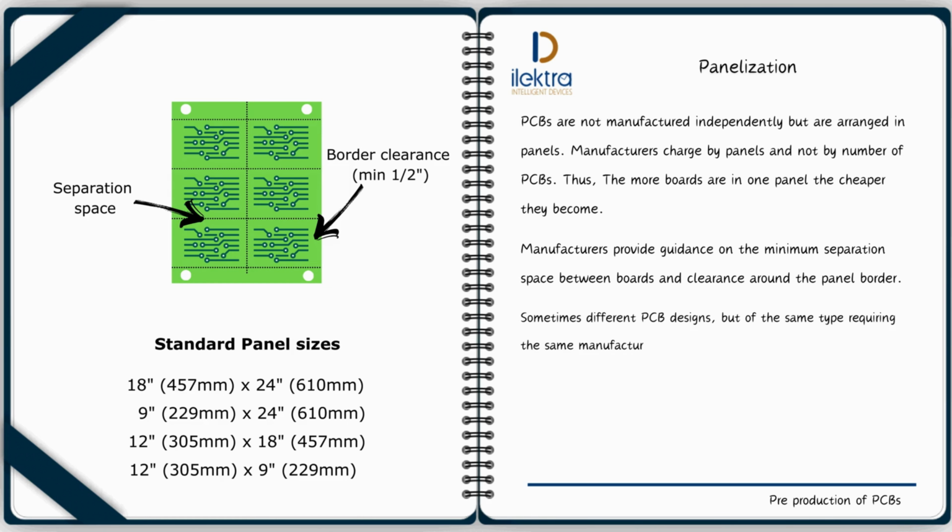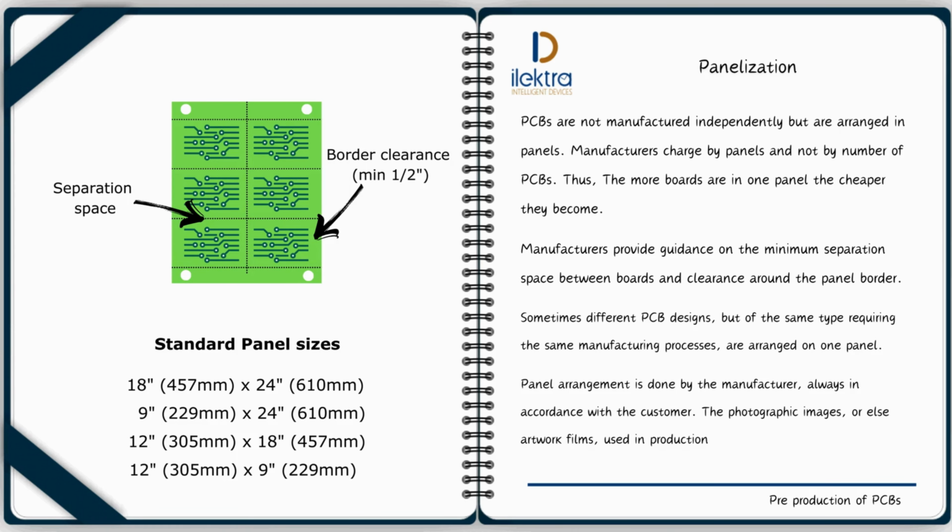Sometimes different PCB designs, but of the same type requiring the same manufacturing processes, are arranged on one panel. This is mostly the case when small quantities are ordered. Empty panel space is a loss of money in this business. Panel arrangement is done by the manufacturer, always in accordance with the customer. The photographic images, or else artwork films, used in production are images of panels, not individual PCBs.